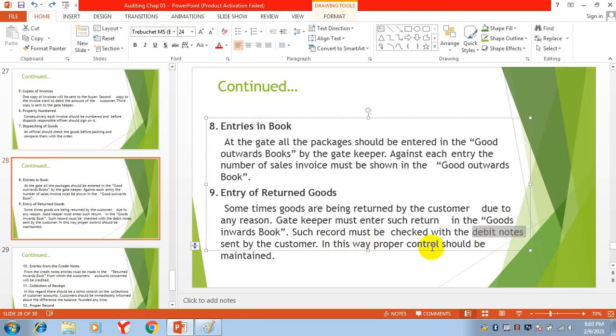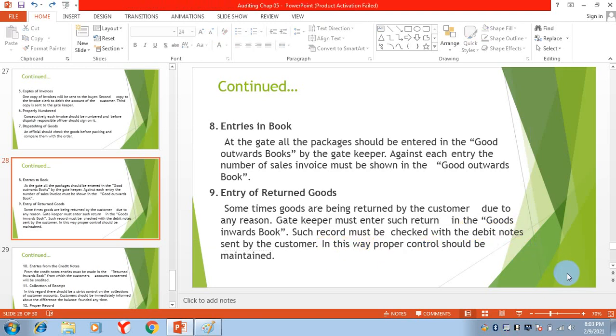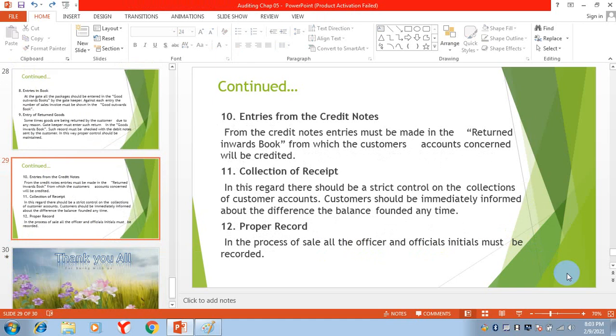In this way, proper control should be maintained, and in this way we will keep a proper control on the goods which are going outward and goods which are coming into the company. So we are keeping a complete check on these things. Entries from the credit notes. From the credit notes, entries must be made in the returns inward book from which the customer's account concerned will be credited.